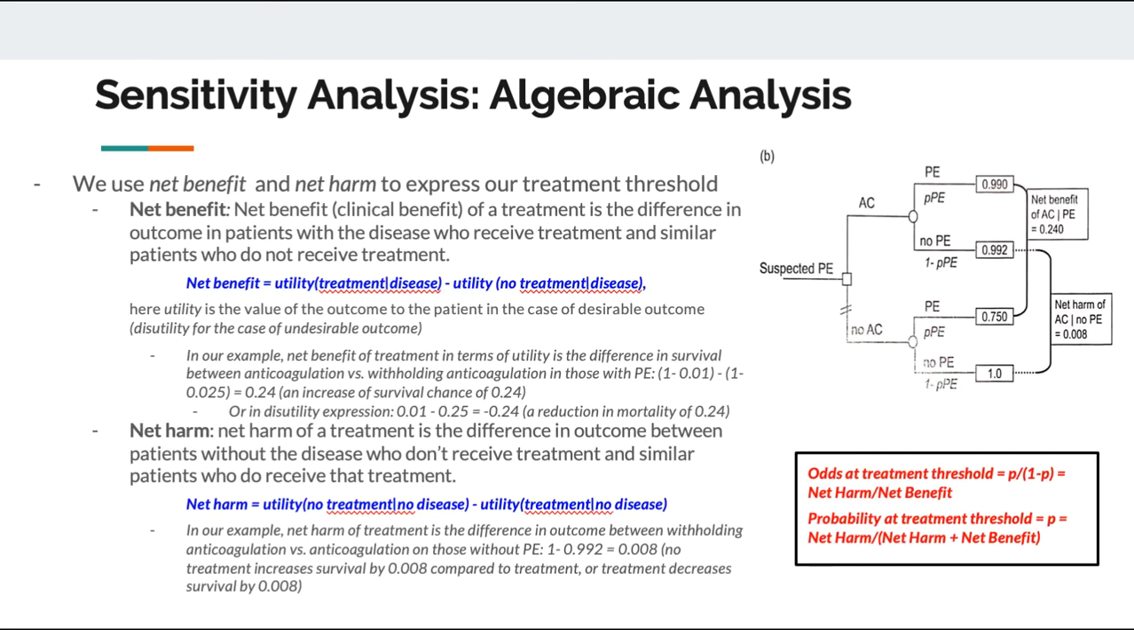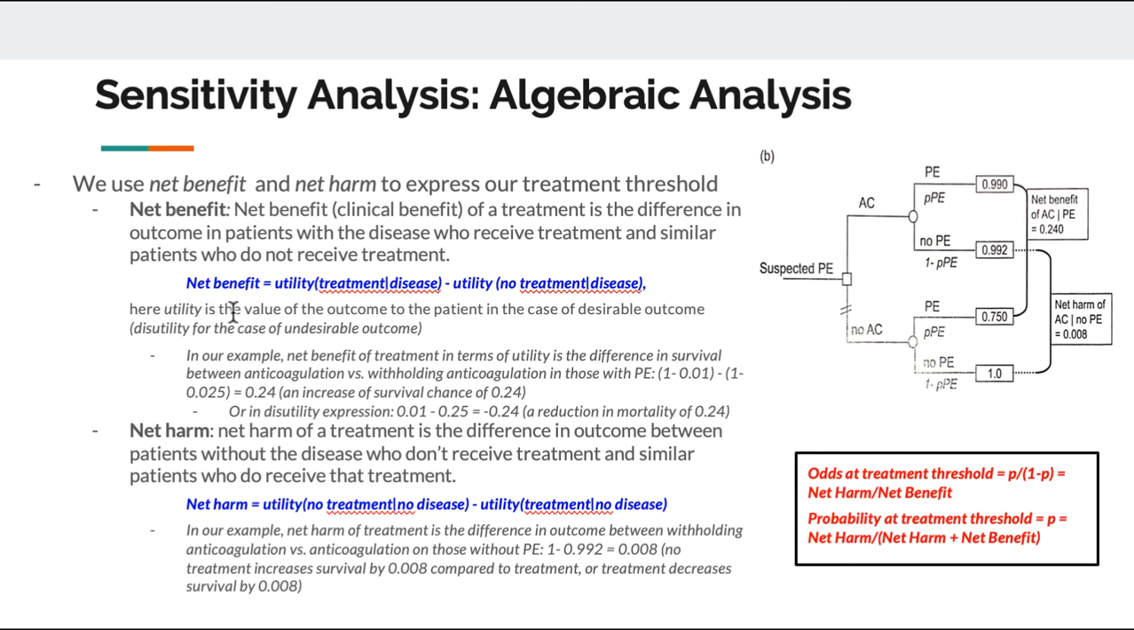Right. So next we talk about a new concept, net benefit and net harm. Many times we use the terms net benefit and net harm to express our treatment threshold. So the net benefit, sometimes called clinical benefit of a treatment, is the difference in the outcome in patients with the disease who receive treatment and similar patients who do not receive the treatment. So the formula to calculate it: net benefit equals utility of the treatment given the disease minus the utility of no treatment given the disease.